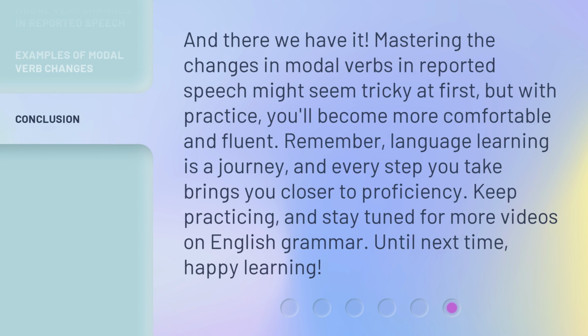And there we have it. Mastering the changes in modal verbs in reported speech might seem tricky at first, but with practice, you'll become more comfortable and fluent. Remember, language learning is a journey, and every step you take brings you closer to proficiency.